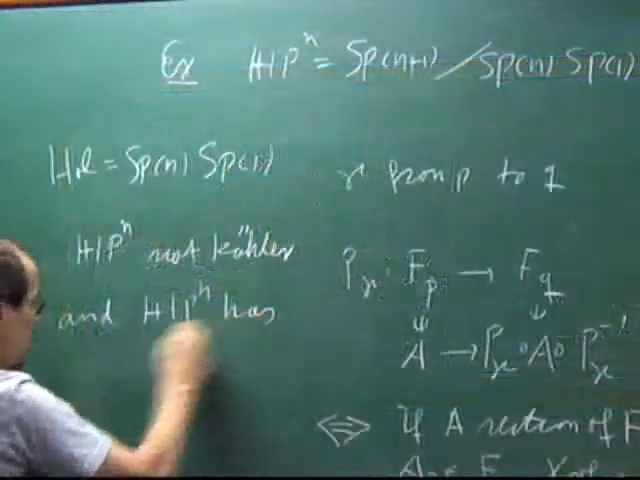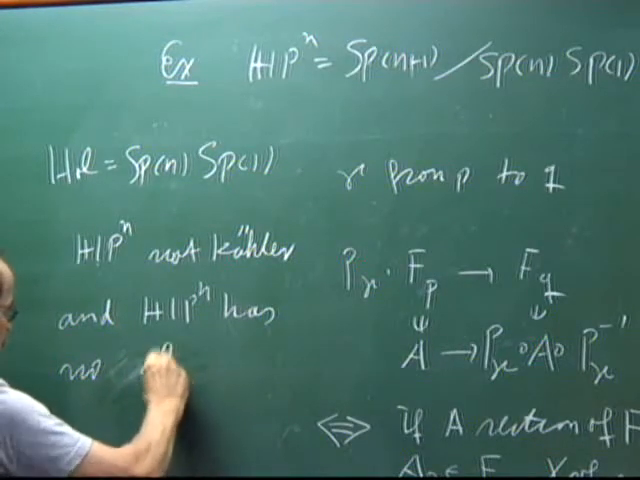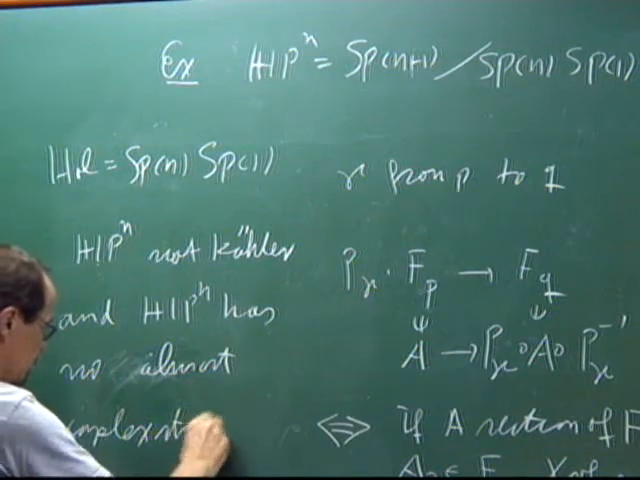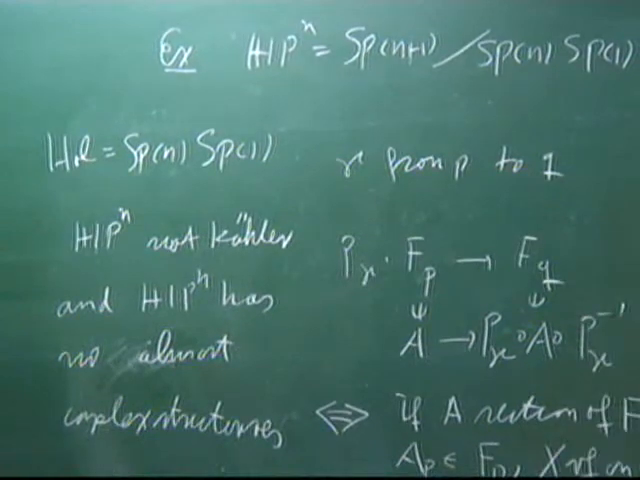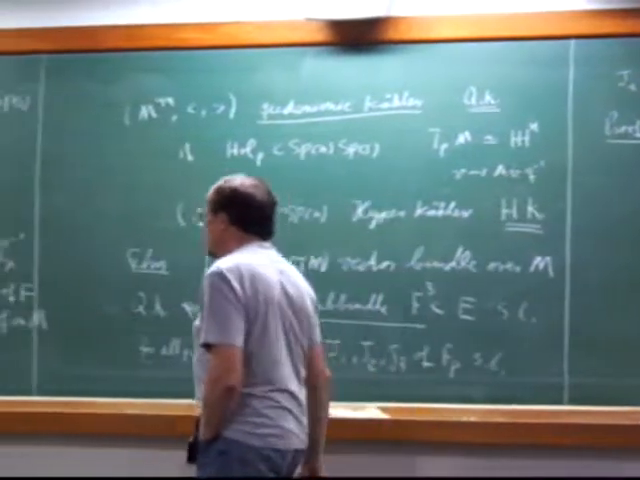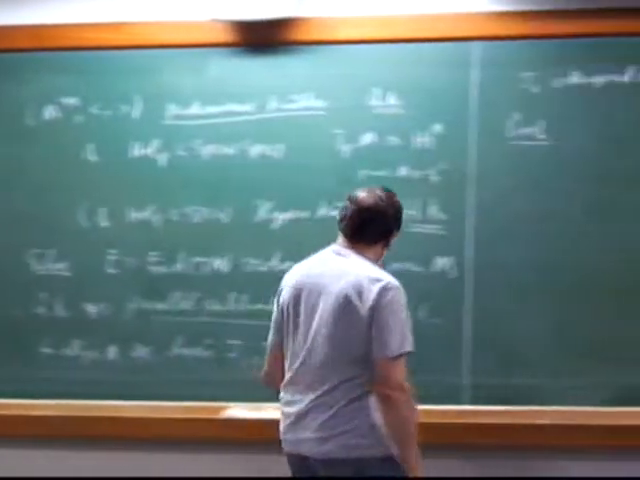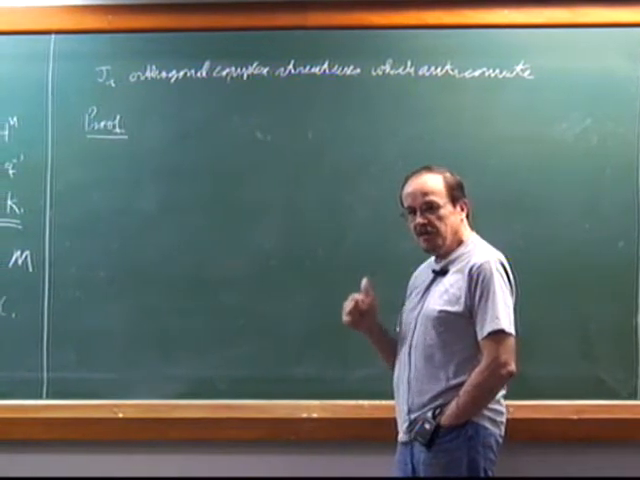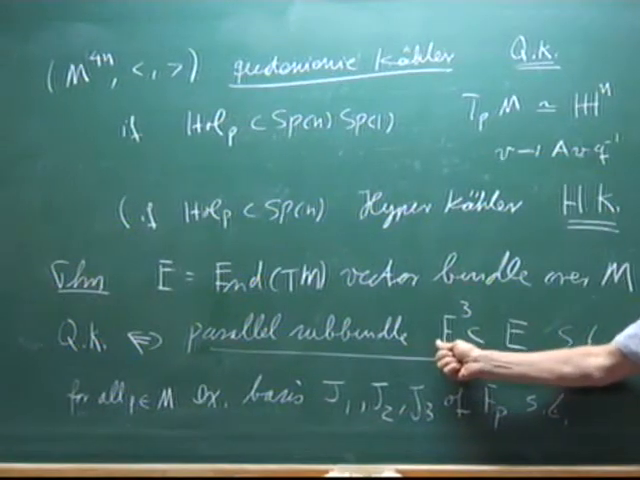And even worse than that, HP^n has no almost complex structures. So that means there's no section whatsoever, parallel or not, of this bundle F in this particular example. I'm not sure how one proves that it has no complex structures. Okay, so that's a word of caution in this kind of definition. Unlike for hyperkähler, where we had three parallel complex structures. So this is a special case where the bundle F has a parallel basis. That's hyperkähler.